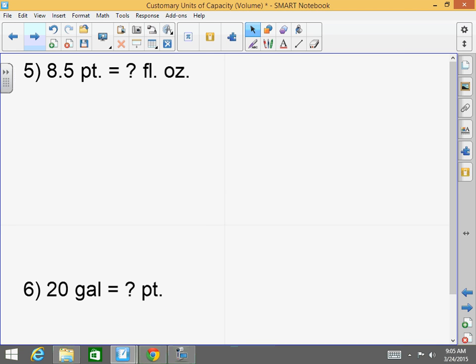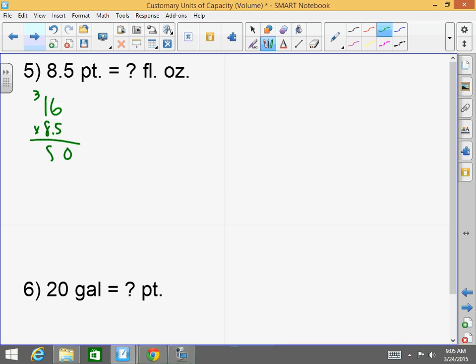Number 5. 8.5 pints equals how many fluid ounces? Okay. Am I going from large to small or small to large? Large to small. So I multiply or divide? Multiply. Let's see if you remember from what we talked about. How many fluid ounces in 1 pint? 16 fluid ounces. Very good. So 16 times 8.5. Very good, gentlemen.